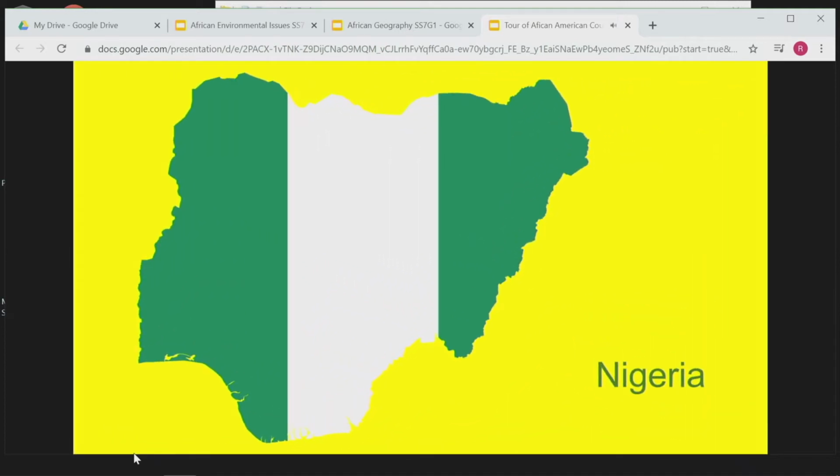Our next stop is Nigeria. Nigeria is located on the west coast of Africa. It is bordered by Benin to the west, Chad and Cameroon on the east, and by Niger in the north.